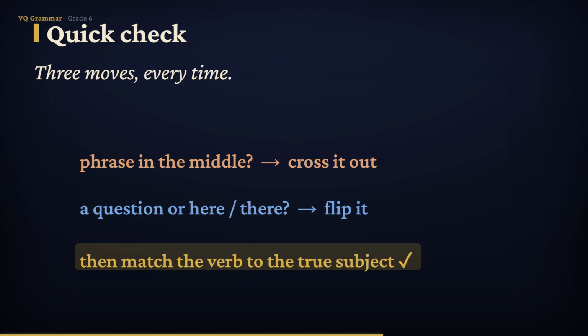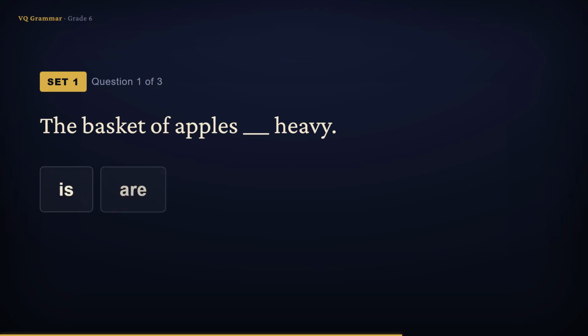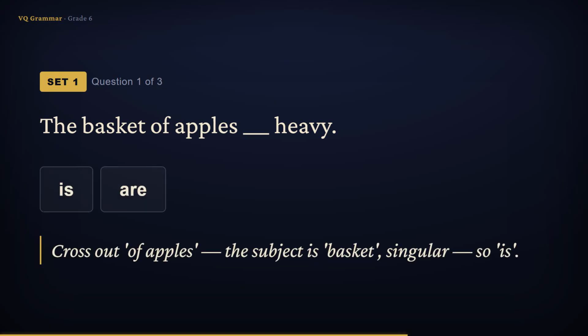Ready to practice? In this first set, each sentence has a hidden subject. Find the true subject, then choose the verb that agrees with it. Pause the video and try each one yourself before I reveal the answer. The basket of apples, blank, heavy. Cross out that phrase, of apples, and read what's left. The basket, blank, heavy. The subject is basket, and basket is singular, so the answer is.